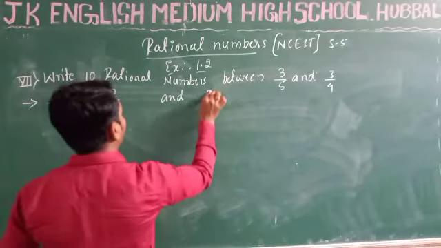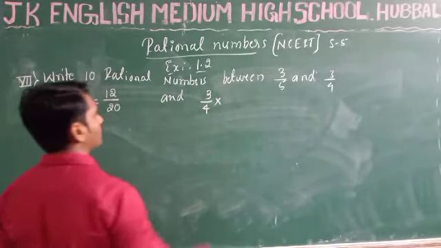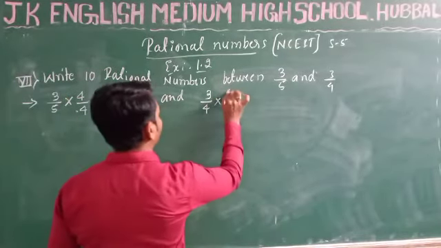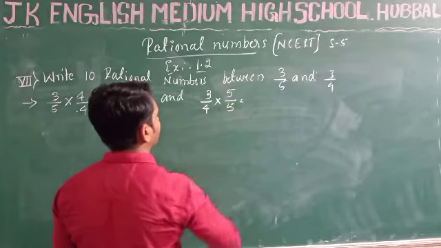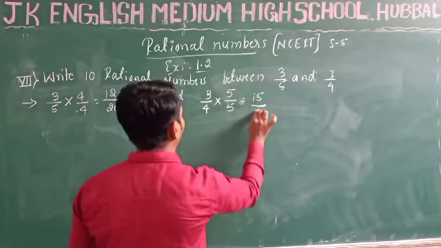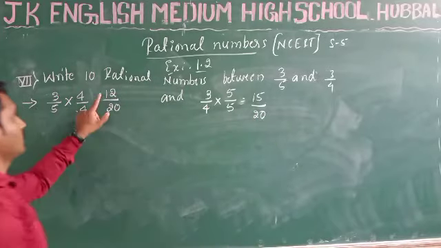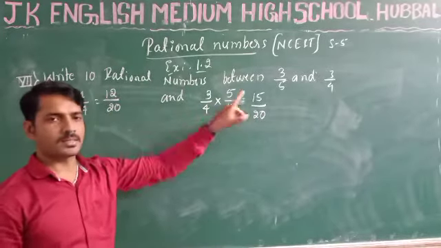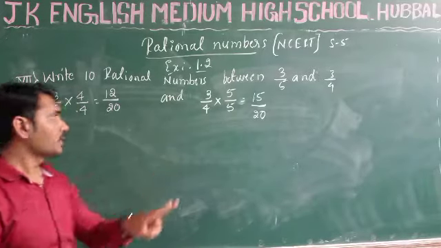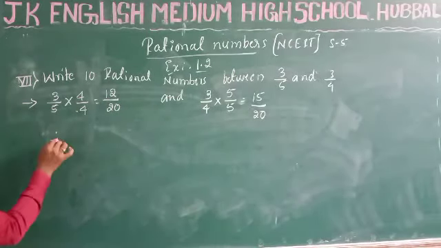Next one. And the side 3 by 4 is there. What to do? Multiply this by 5. 5 by 5. 5 3s are 15. 5 4s are 20. 12, 15 is there. 12, 13, 14. Only how many numbers will we get? 2 numbers will we get. That's why carry these numbers.